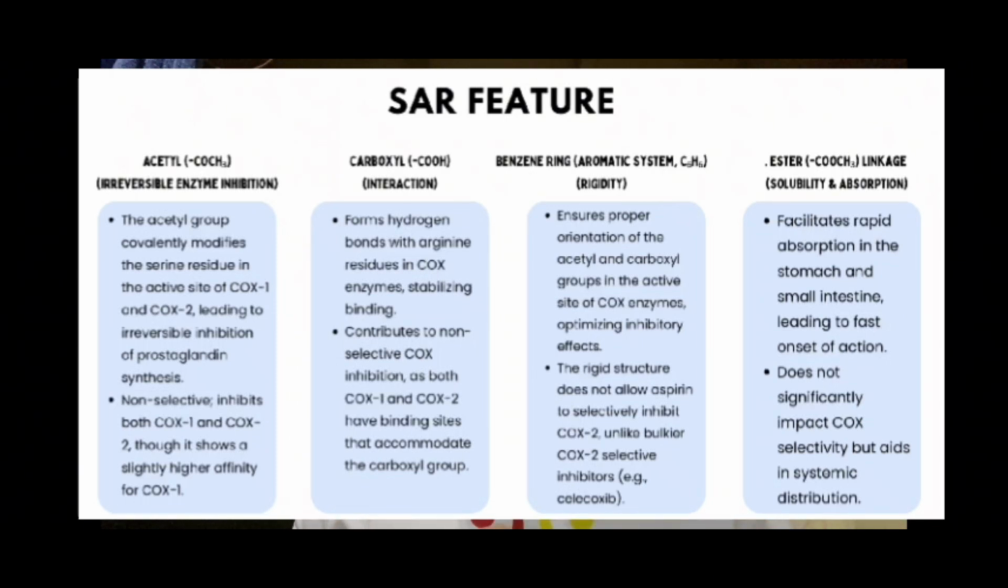So next, we have here the aromatic benzene ring, which is essential for activity. The benzene ring serves as the core structure, providing hydrophobic interaction that helps aspirin bind to the COX enzyme. So any major modification or removal of the benzene ring destroys the activity.